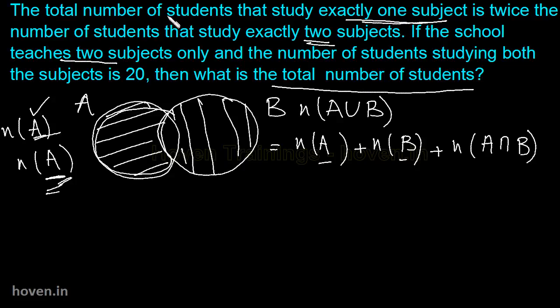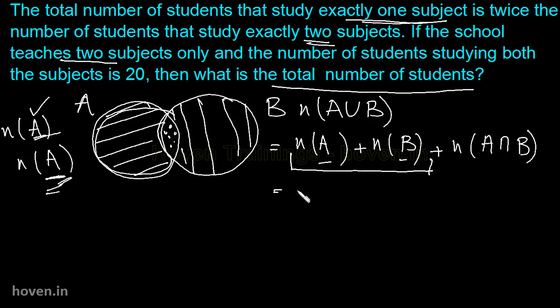Now come here. Total number of students that study exactly one subject is the sum of these two, this hatch and this hatch, is twice the number of students that study exactly two subjects. Now who study exactly two subjects? That is, they study A as well as B. This part. This is the same as n(A intersection B).